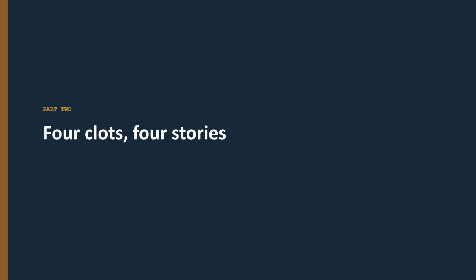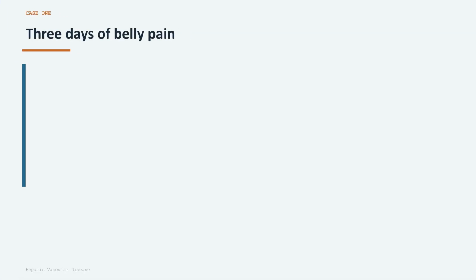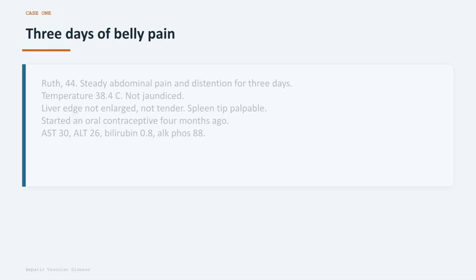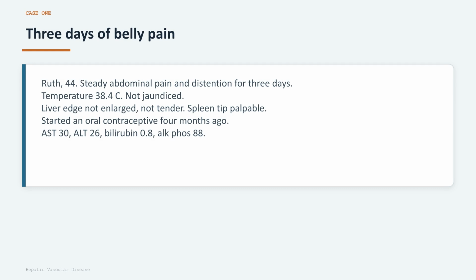A short history and exam, then a pause for you to commit to an answer, then the confirmatory test, and the next step. Case 1. Ruth is 44. She has had 3 days of steady abdominal pain and a swelling belly. Her temperature is 38.4 degrees Celsius. She is not jaundiced. Her liver edge is not enlarged, and it is not tender.